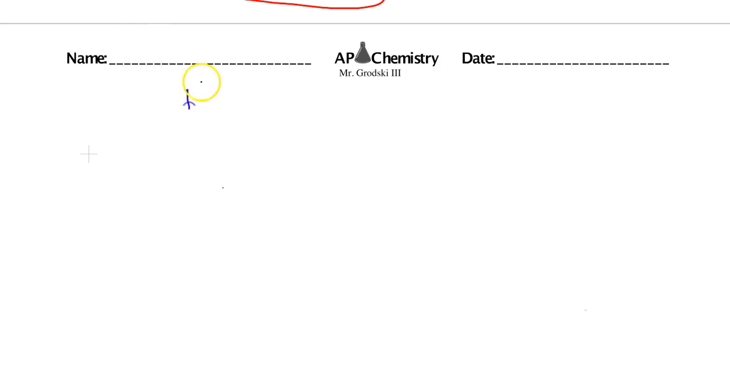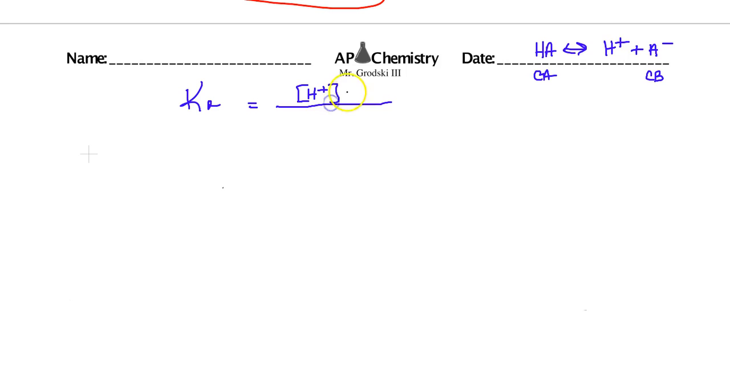What do we know? Ka is equal to, in this case, well, let's think of an acid, just general. HA is going to be in equilibrium with H plus and A negative. The A negative, of course, is going to be the conjugate base. So here's the conjugate acid and the conjugate base. Now, if I write the equilibrium expression, it's going to easily be the products over reactants.